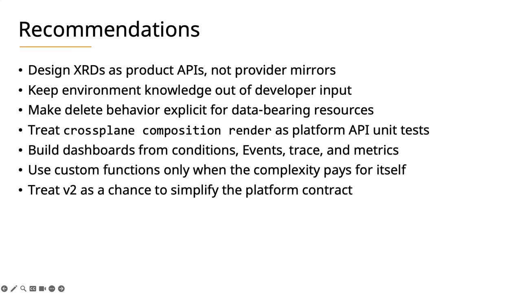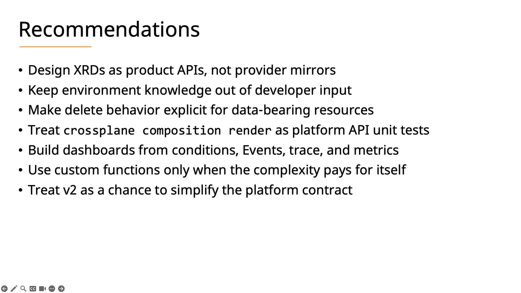Yes, recommendations. As we talked about, design the composite resource definitions as APIs, so don't just mirror the provider config. This is your product-facing API for the customers or for your app teams. As Stephan said, small claim, start small. Keep the environment knowledge out of the developer input, like the environment config, because they don't need to know that we have the custom Go function or the knowledge about the environment. So they can just make a small claim PR.